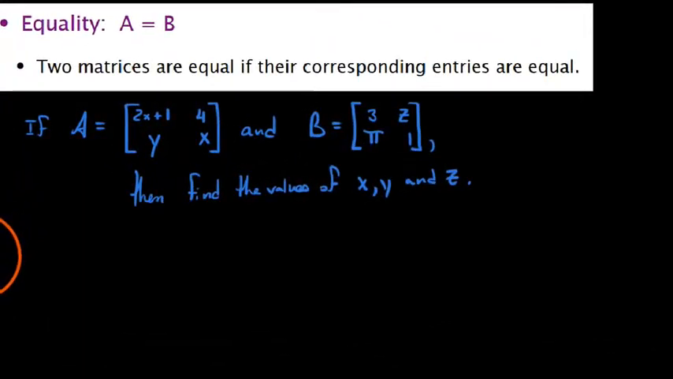In this video, we're going to be considering matrix equality. That is to say, if we have two matrices A and B here, and notice that we're using capital letters to indicate that these are matrices, we say A and B are equal if and only if their corresponding entries are equal.